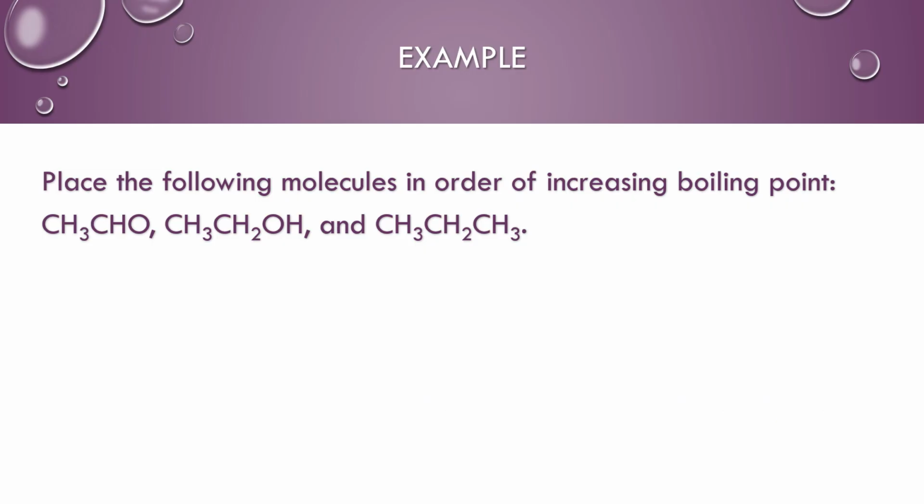So for this example, it wants us to place the following molecules in order of increasing boiling point. We need to have an idea about their structure. So the CHO, you're going to see a double bond O, and then the H. This one can form dipole-dipole interactions because it has that permanent dipole moment with that double bond O.